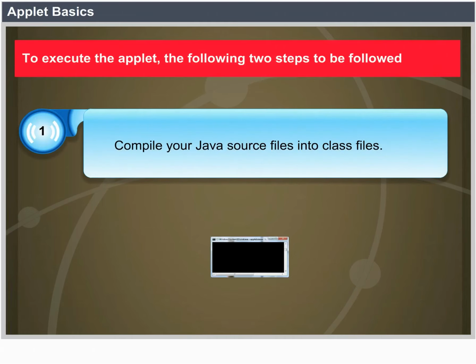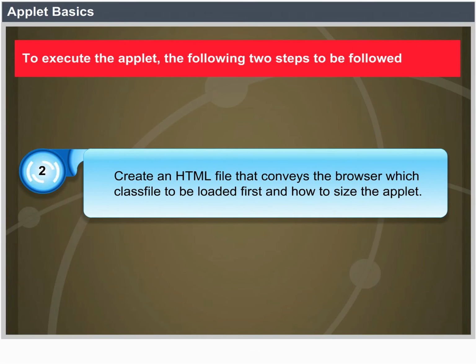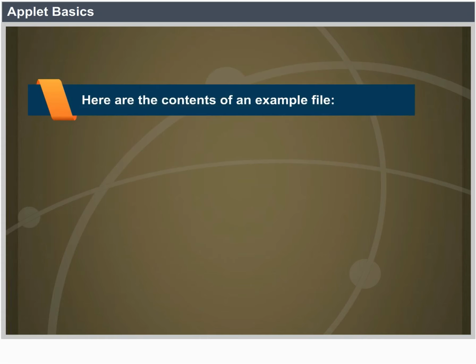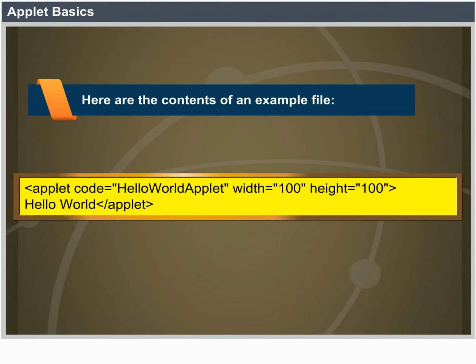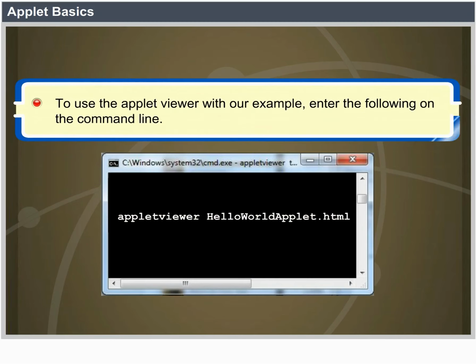Compile your Java source files into class files. Create an HTML file that tells the browser which class file is to be loaded first and how to size the applet. Here are the contents of an example file. Applet code equal to HelloWorldApplet, width equal to 100 and height equal to 100. Applet tag close. To use the applet viewer with our example, enter the following on the command line. appletviewer HelloWorldApplet.html.